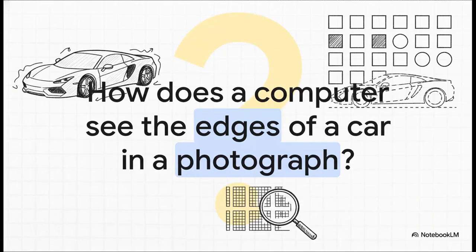So, let's start with a really basic question. When you and I look at a photo of a car, we instantly see its shape, its outline, the edges. It's automatic for us. But how on earth does a computer, which only thinks in numbers, do the same thing?